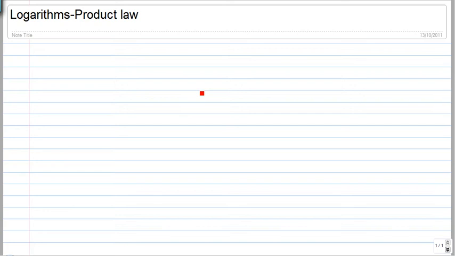So let's go through the product law of logarithms. If you have a logarithm with base a, log_a(xy) is equal to log base a of x plus log_a of y.